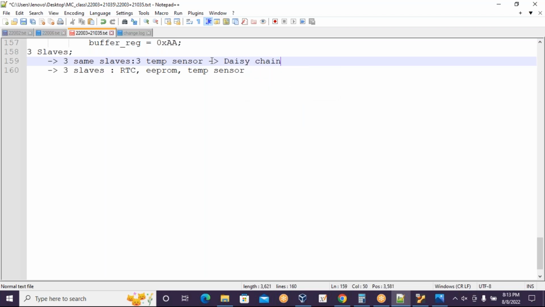The reason is most of the time, first of all, another question. If I'm going with three temperature sensors, tell me, are you going with the same manufacturer or three different manufacturers? If you want three temperature sensors, do you go with the same manufacturer or three different manufacturers?